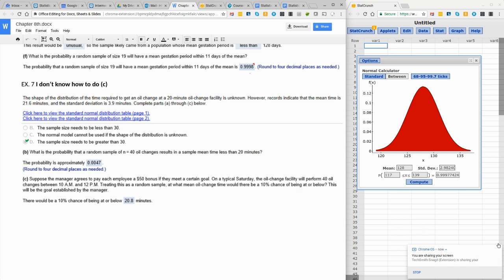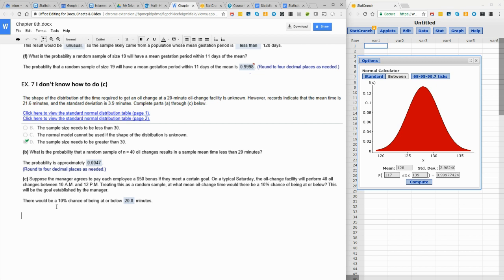Okay, I wanted to do number 7C for you here. I guess you did A and B, and you needed to get a sample size of a particular number to guarantee that the sample distribution would be normally distributed. And then you were asked what was the probability of having a sample mean time less than 20 minutes if you had a sample size of 40, and you got that.